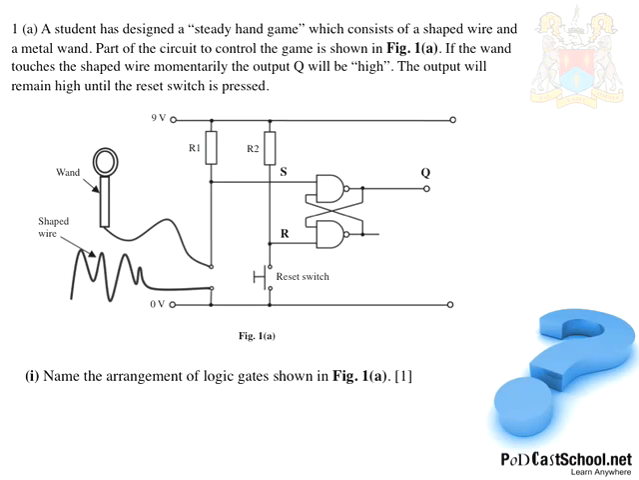Part 1 asks, name the arrangement of logic gates shown in figure 1A. So really they're asking, what is that? You should know from notes and from class that that arrangement is called an SR flip-flop, where S stands for set and R stands for reset. You may have also heard of it referred to as cross-coupled NAND gates. Either would be correct, but an SR flip-flop is the proper answer there.